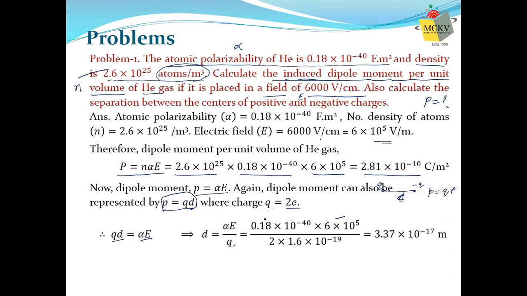So here the material is helium gas. You know helium has atomic number of 2. That means it has 2 electrons present in this molecule. Therefore, 2 into electronic charge, which is 1.6 10 to the power minus 19 coulomb. Put those values, you get D in meter.